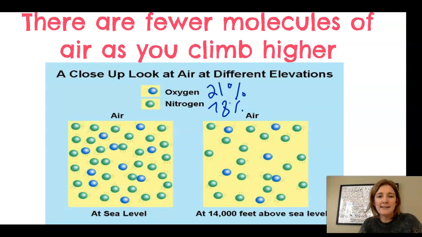So at sea level, down here at the surface, there are more molecules. And as you go higher, the amount of total molecules decreases. But notice on these diagrams that the percentages of the gases don't change. So even if you go to the top of Mount Everest and the air is very thin up there, it still has the same percentage of nitrogen to oxygen to the other gases.